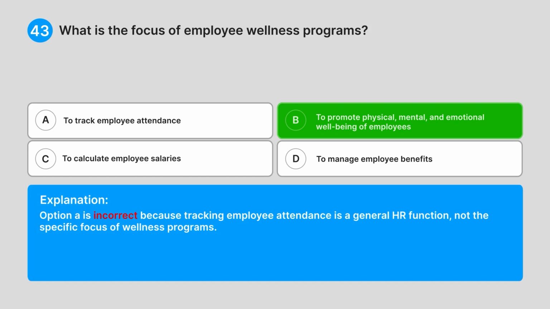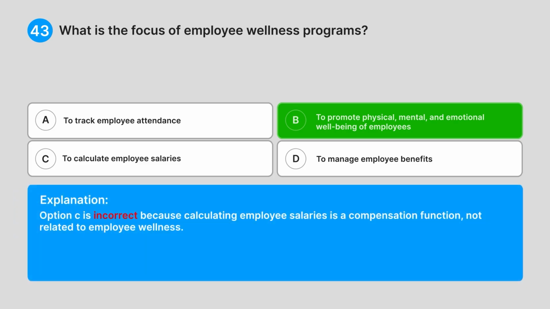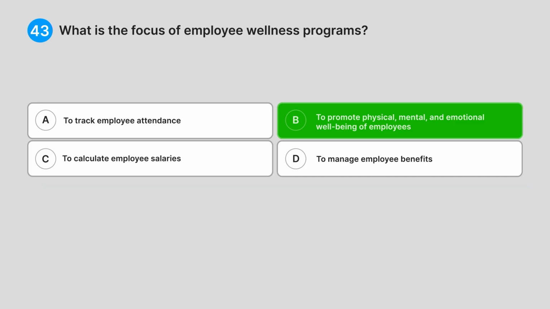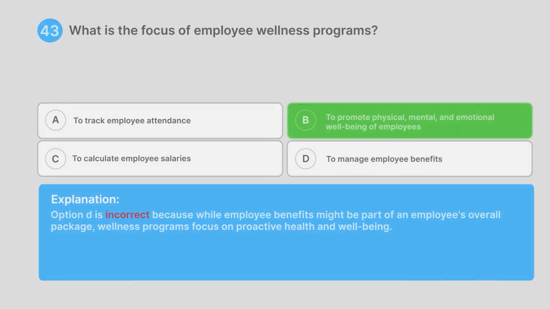Option A is incorrect because tracking employee attendance is a general HR function, not the specific focus of wellness programs. Option C is incorrect because calculating employee salaries is a compensation function, not related to employee wellness. Option D is incorrect because while employee benefits might be part of an employee's overall package, wellness programs focus on proactive health and well-being.